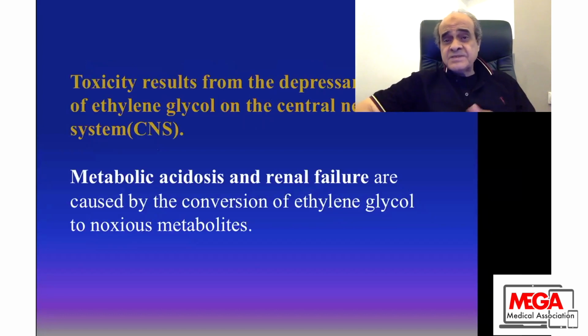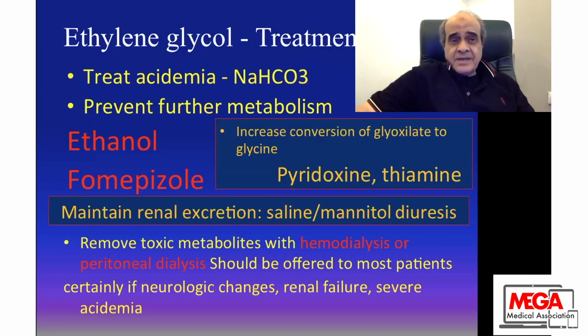Toxicity results from the depressant effect of ethylene glycol on the central nervous system. Metabolic acidosis and renal failure are caused by conversion of ethylene glycol to noxious metabolites such as glycolic acid, and crystals precipitate in the kidney and so on. So try to rapidly correct and treat ethylene glycol toxicity by treating the acidemia. You can give sodium bicarb if it is severe. You can prevent further metabolism.